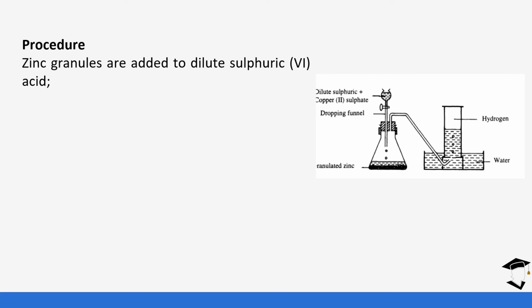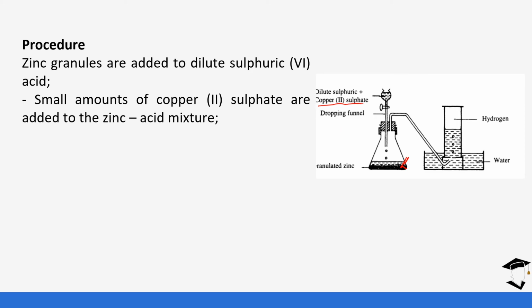So when you look at the laboratory preparation, the first thing you can see is the conical flask and the dropping funnel. We have some zinc granules added to the conical flask, and then the dilute sulfuric acid is added on the dropping funnel. We also add some copper(II) sulfate. We are going to discuss what the function is later.